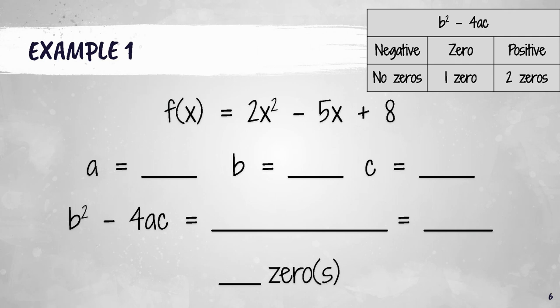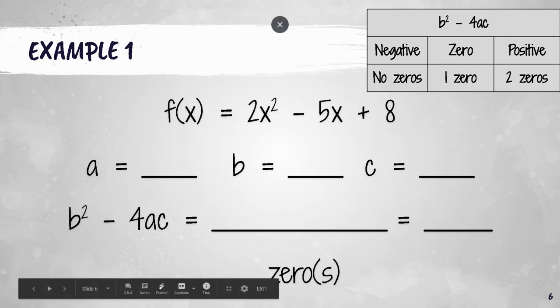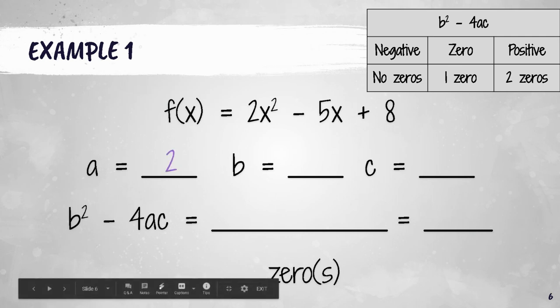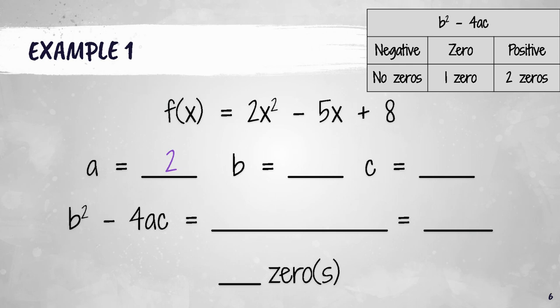So let's get into our first example. B squared minus 4ac is right up here. That's your formula. And what we're going to do is just list what a, b, and c are first. So a is the number out front, that's 2. B is the number in the middle, negative 5. And c is the last number.